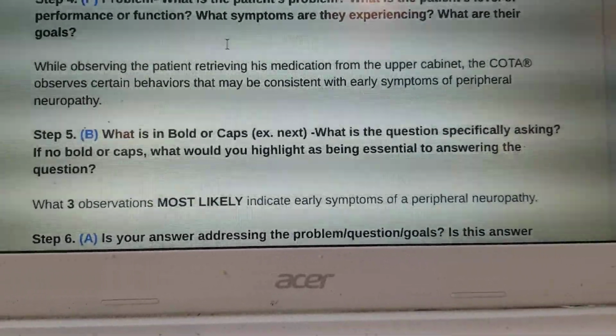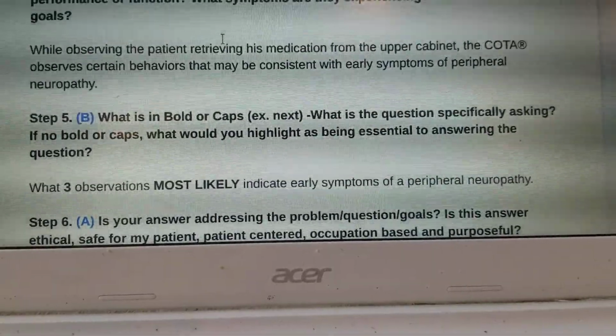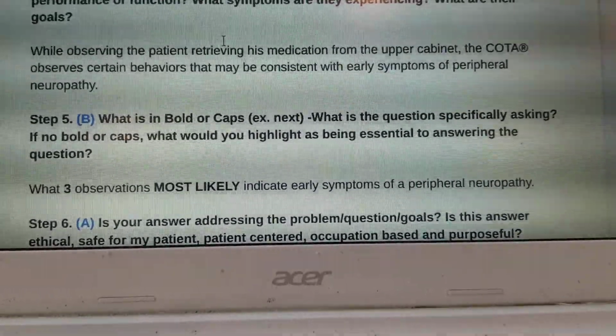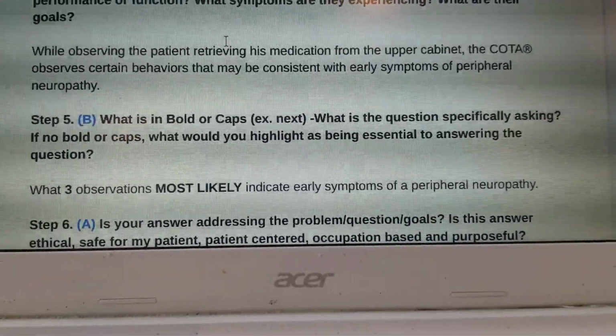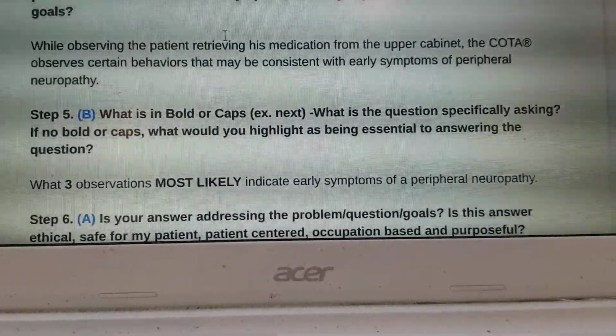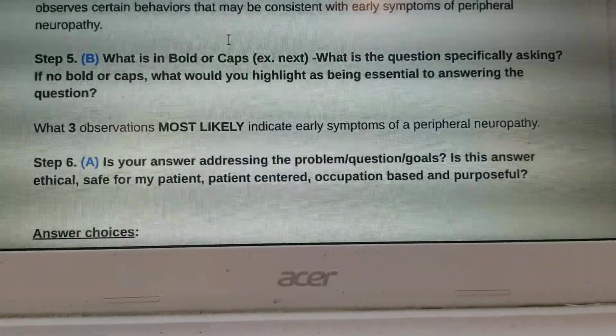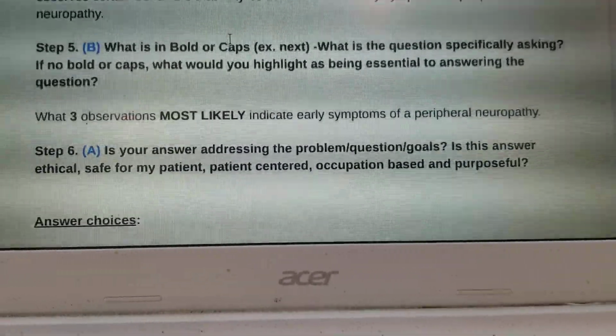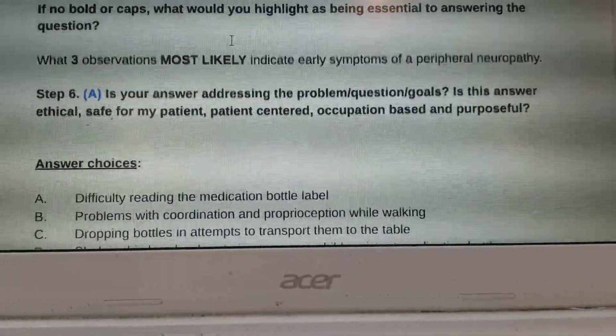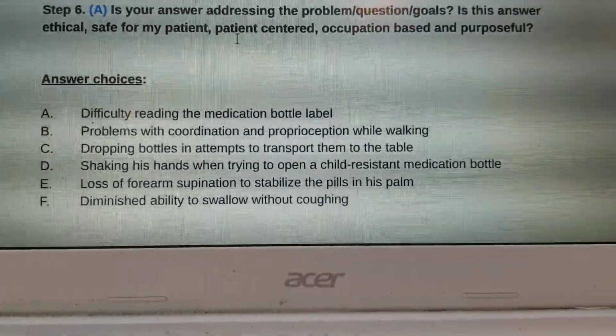So in step 5, what is in bold or in caps, we really want to pay attention to what the question is specifically asking. So what's in bold, caps, or what's really essential to this question. And we need to observe most likely 3 indications, early symptoms of peripheral neuropathy. So now let's get to the answer choices.